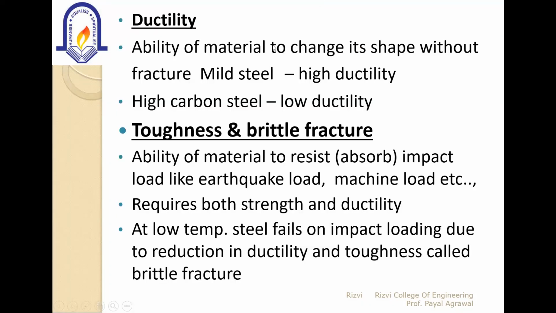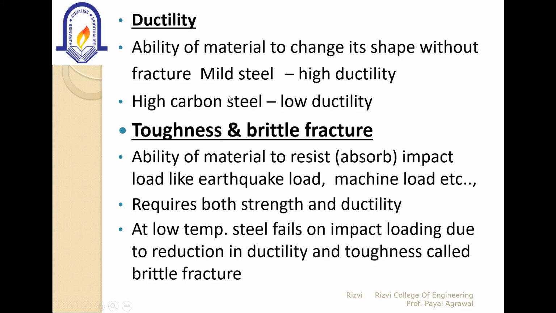Now ductility. What exactly is meant by ductility? When we are talking about high ductility in structural steel, what does it exactly mean? The ability of the material to change its shape without fracture, as in mild steel. So ductility involves the ability of the material to change its shape without any fracture. That comes under high ductility, and high carbon steel has low ductility.